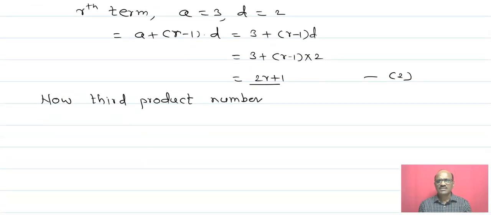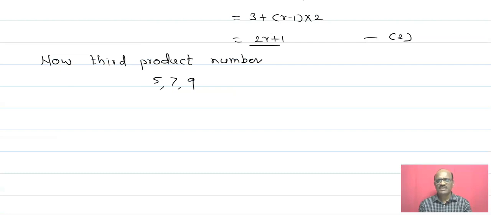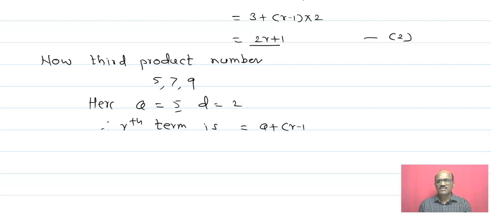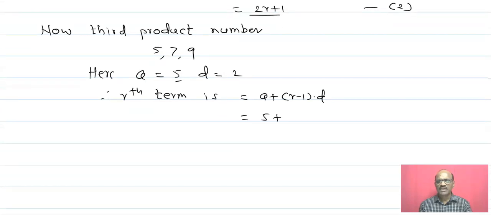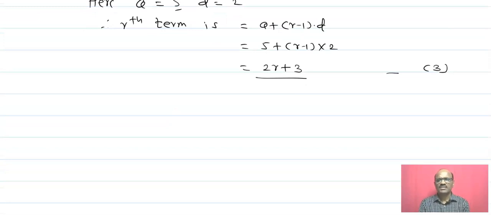And the third number, that is 5, 7, 9. In this case, the first term is 5, common difference is 2. Therefore, the rth term is 5 plus r minus 1 into d, where the value of d is 2. That is 2r plus 3. And in this way, we have the terms of the product. This is the third one.